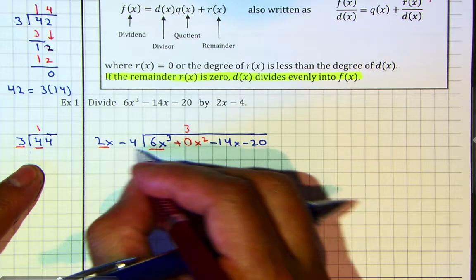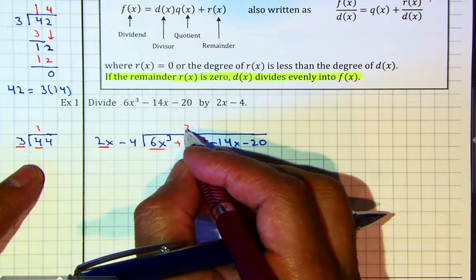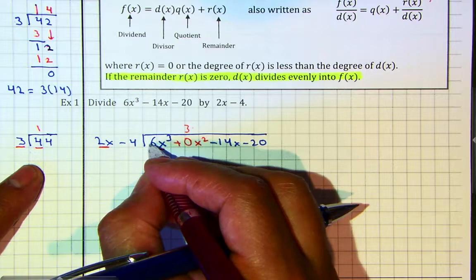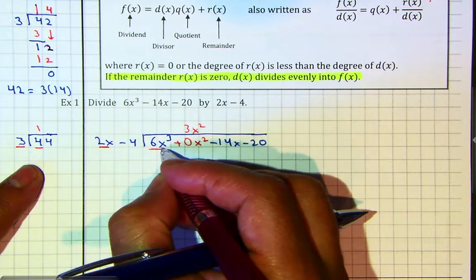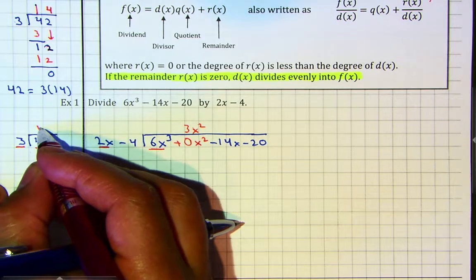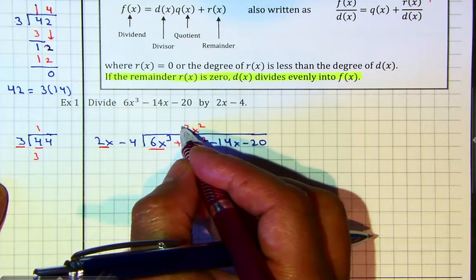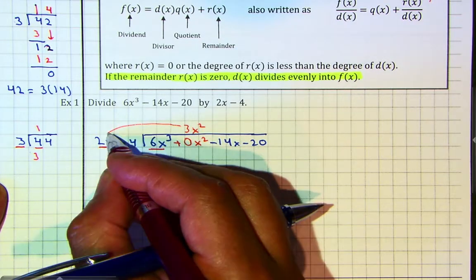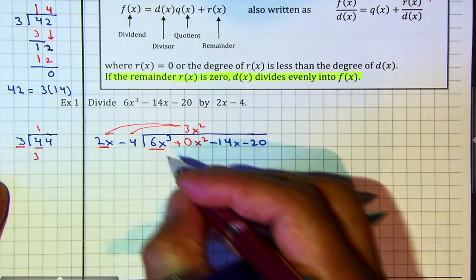X times 2 times 3, 2 times 3 will give me 6. X times x squared will give me x to the third. Now, we usually multiply 1 times 3 will give me 3. So in the same manner, I'm going to multiply the 3x squared, not just by the 2x, but also by the both. You multiply by them both, and you place them underneath.